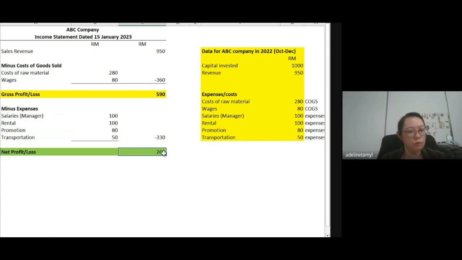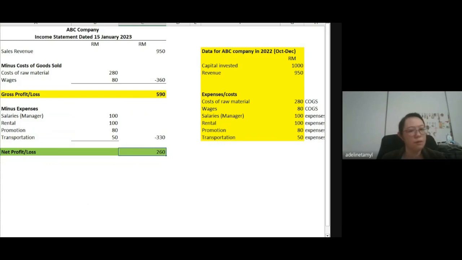Ini memang untung syarikat. Okay, this is the real profit, or we call it net profit for the company. And this is positive, so it's profit. If this is negative, it is loss. So that's the difference. So inilah income statement. The purpose of the income statement is to tell you whether the company is making profit or loss. Apakah syarikat ini mendapat keuntungan ataupun kerugian.